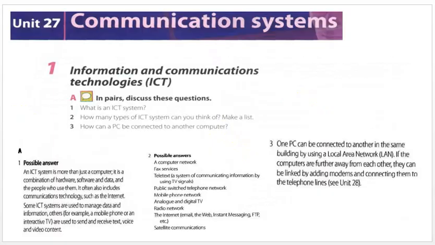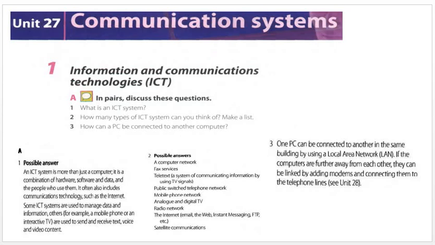Unit 27, Communication Systems. Information and communication, task number 1, information and communication technologies, ICT. What is ICT? I for information, C for communication, and T for technology. In pairs, discuss these questions. What is an ICT system? How many types of ICT system can you think of? Make a list. How can a PC be connected to another computer?